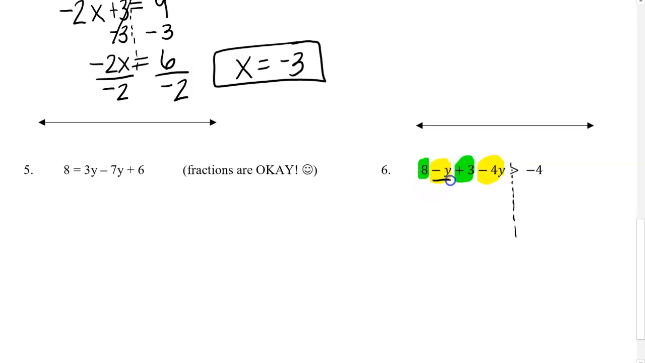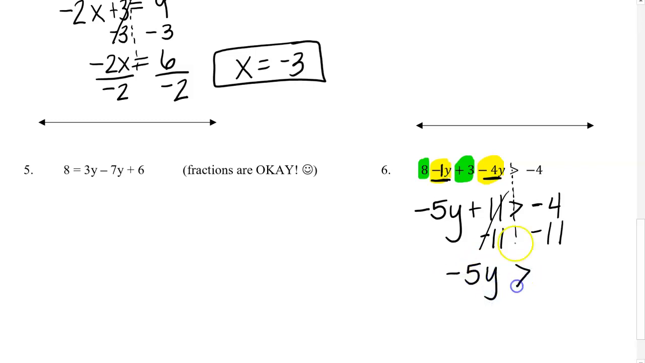So we have negative 1y and negative 4y would become negative 5y. And we can also combine 8 and 3 to give us 11. So we've combined our constants, we've combined our terms that have y in them, and now it looks like we have a two-step inequality. So I would undo adding 11 by subtracting 11.